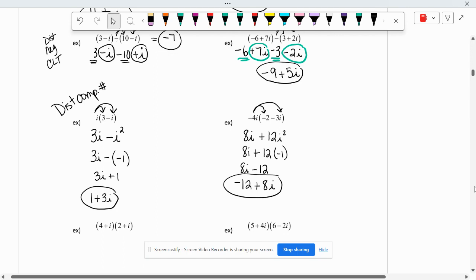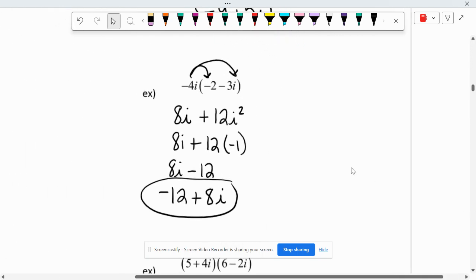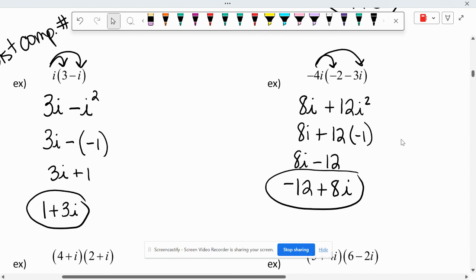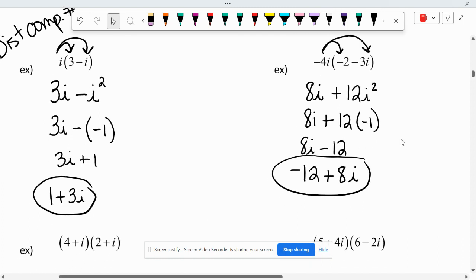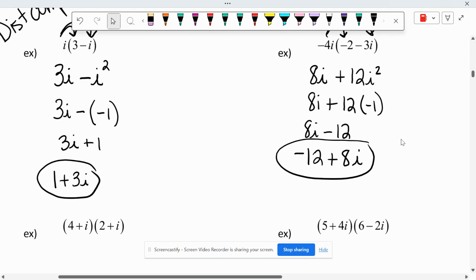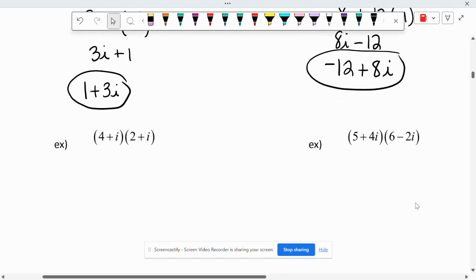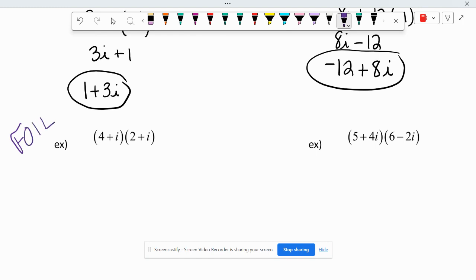So what I want you to remember is that anytime you have an i to a power other than 1, it can be simplified. You can break it down into something else. So what do you think we have to do here? This is really a binomial times a binomial. Any ideas? FOIL.